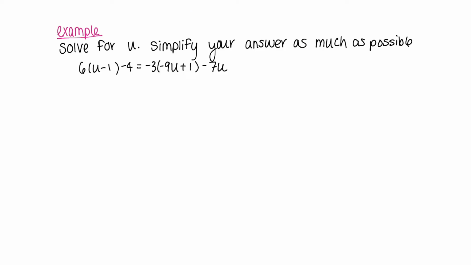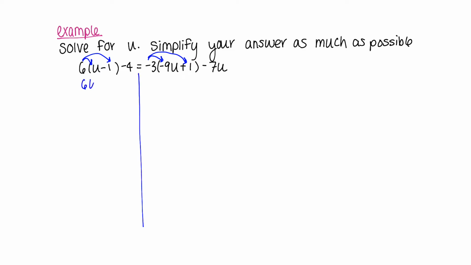Let's go ahead and do another example. So we have 6 times the quantity u minus 1 minus 4 equals negative 3 times the quantity negative 9u plus 1 minus 7u. Once again, let's start with our distributions. So I'm going to distribute this 6 to both terms, and I'm going to distribute this negative 3 to both terms. I'm also going to draw my wall at my equal sign.